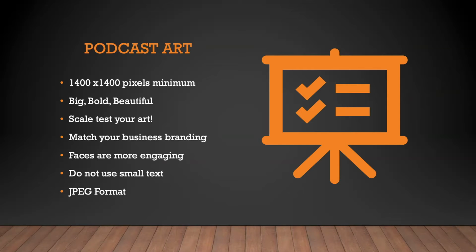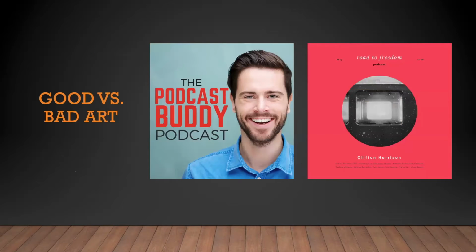We do not want to use small text. And again, that goes back to scale testing our art. When it's very small, if you've got a bunch of small text, no one's ever going to be able to read it. And we're going to make our art in a JPEG format. So we're going to do 1400 pixels by 1400 pixels in a JPEG format. So let's dive in. Let's take a look at good art versus bad art.